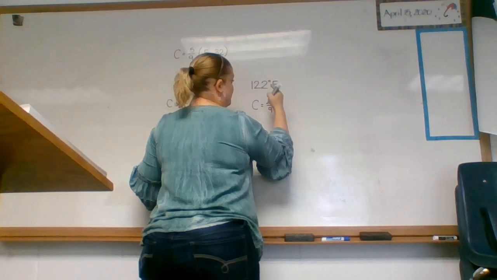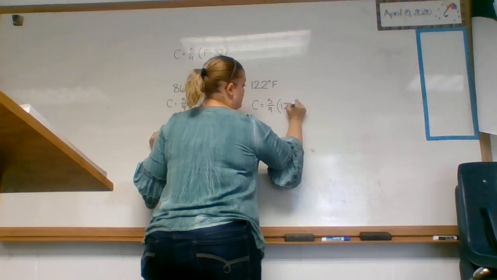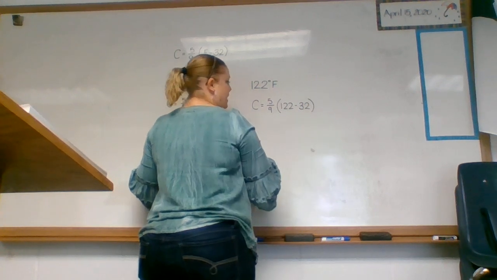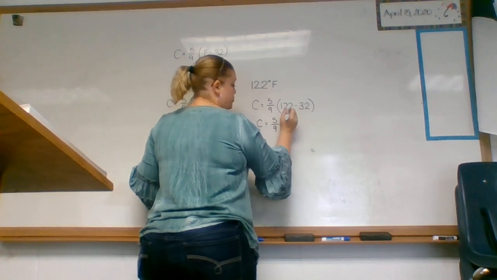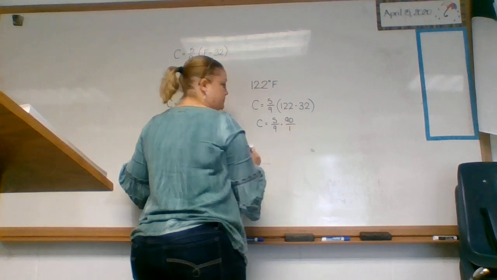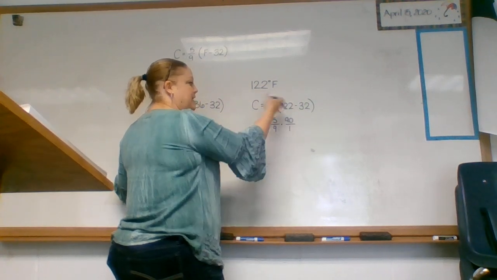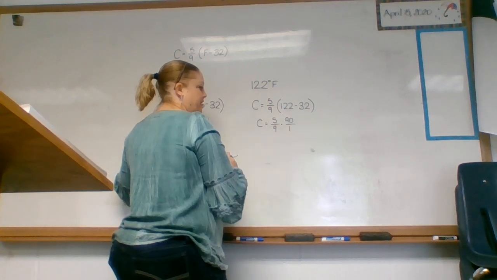5/9 times F, right? 122 minus 32. And let's go ahead and solve. 122 minus 32 should be 90. We subtract first because it's in parentheses. Then we're left to multiply that 5/9 by the value that we found here.